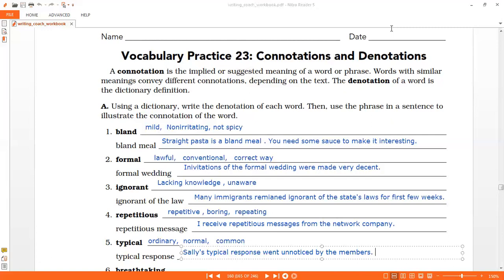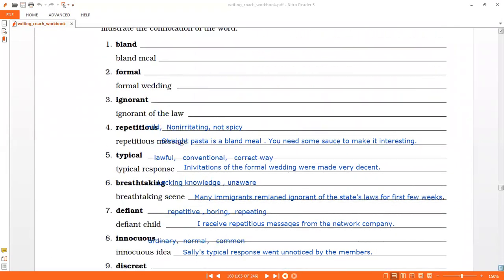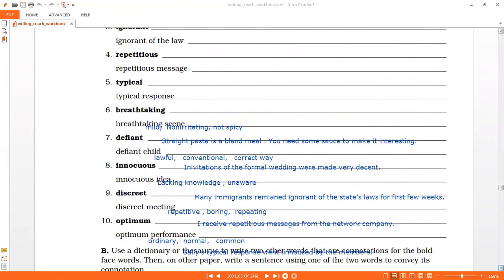Now I'll move to number 6, and for that I'll have to scroll down and everything that I have written will be erased. Starting from number 6.